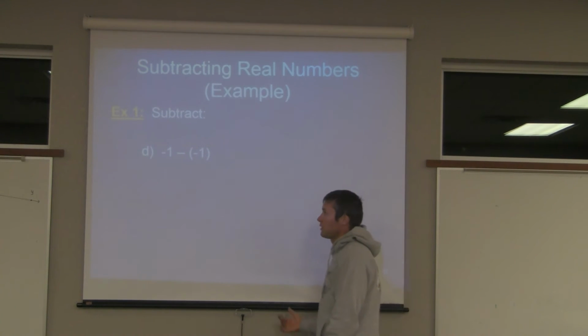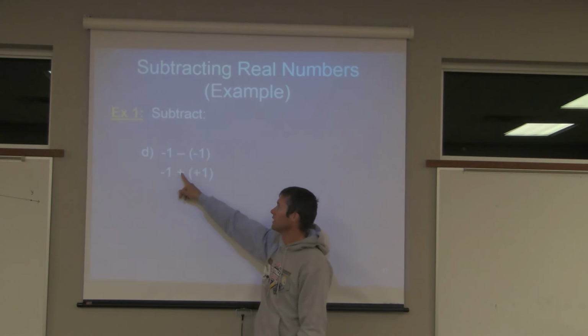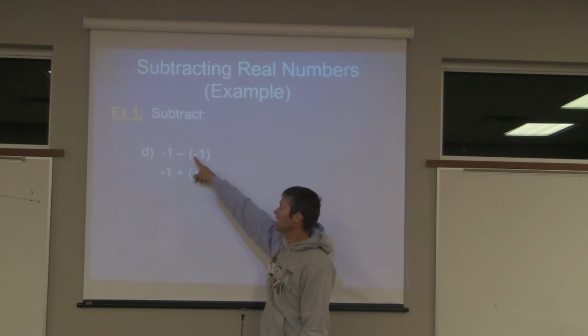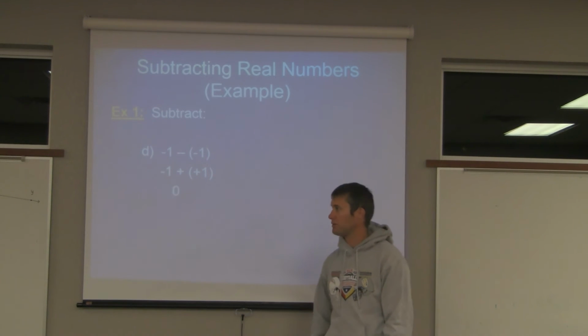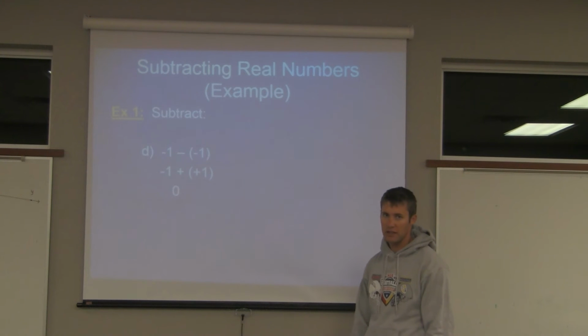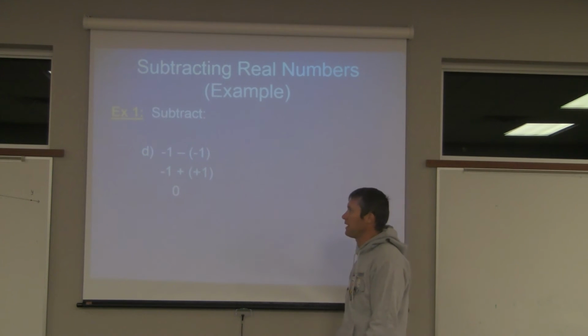Next one, we have this one. Okay, minus a minus. Once again, I'm going to switch the sign to addition, which switches this sign from negative to a positive. So negative 1 plus 1 is 0. And we are done. So then we'll go to a couple other cases that we may have.